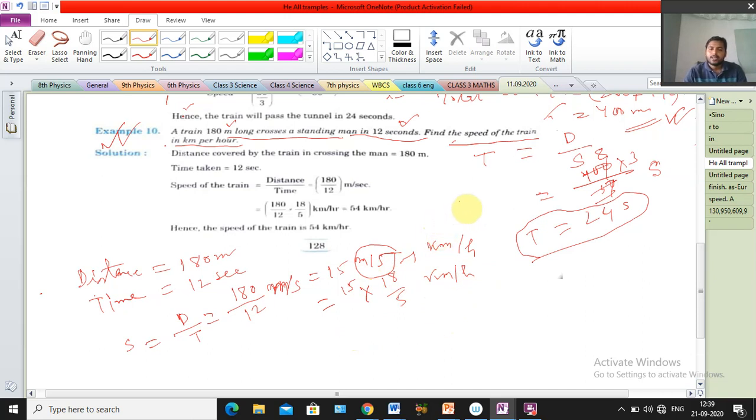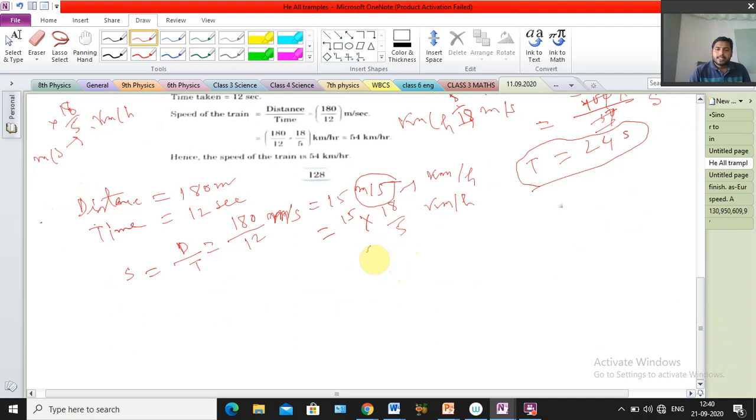Just to remind you again: when we go from kilometer per hour to meter per second, that is going to the smaller unit, so we multiply by 5 by 18. And when we go from meter per second to kilometer per hour, we multiply by 18 by 5. Clear? Understood?